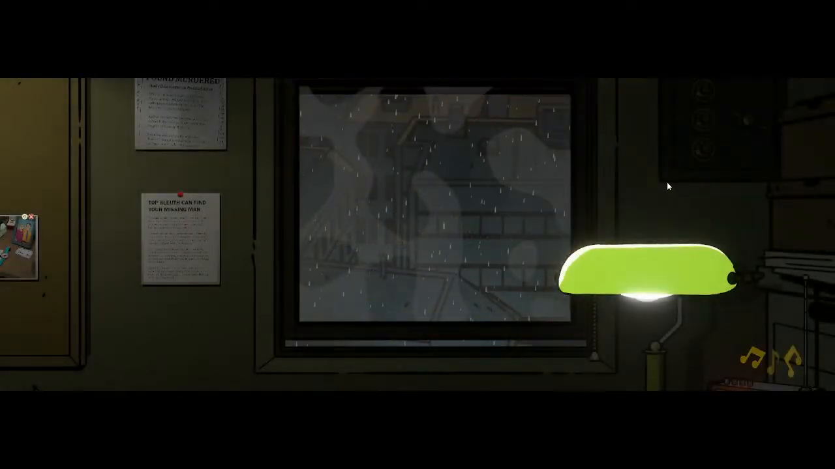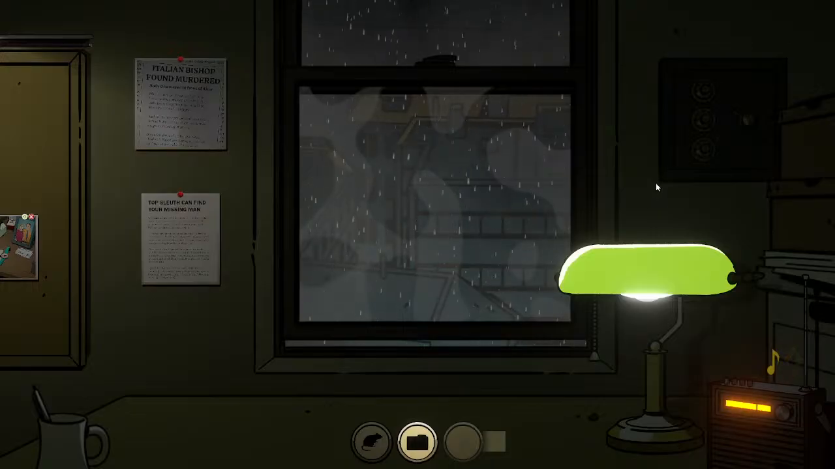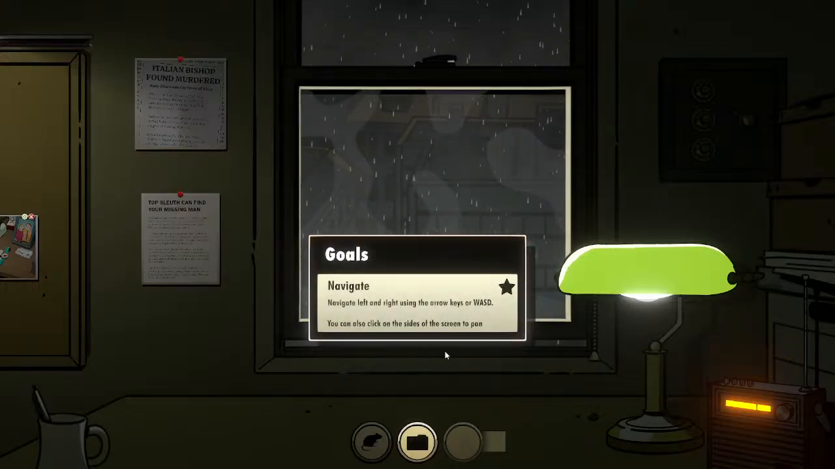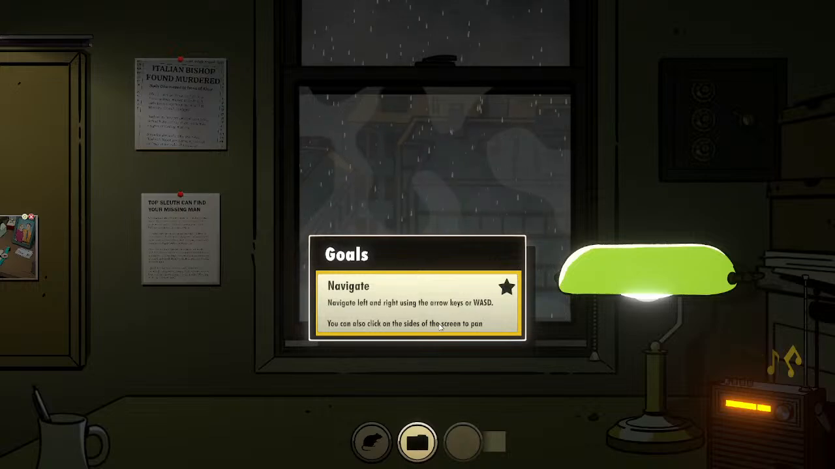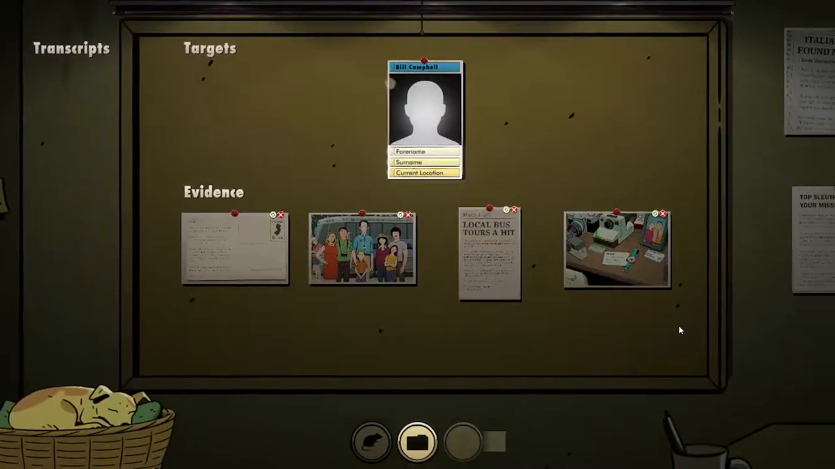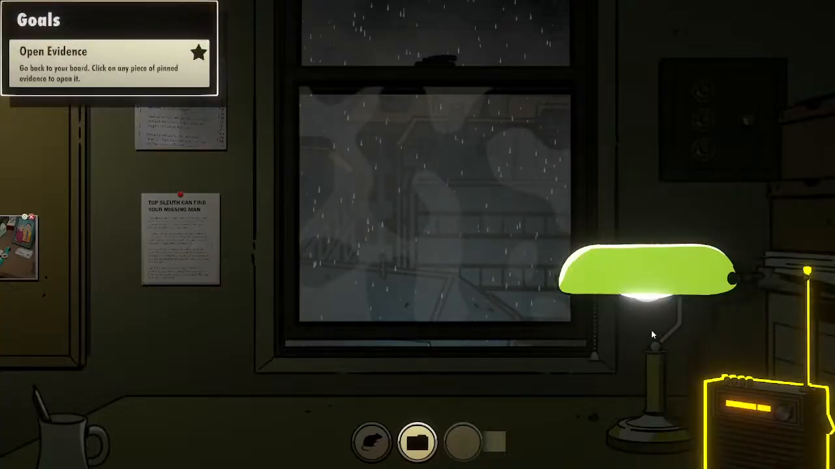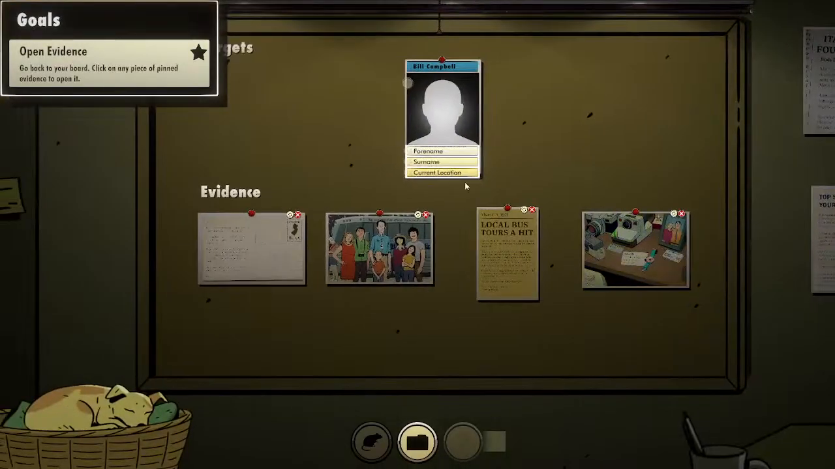Alright, this is already reminding me a lot of Rootin' Trees Are Dead. I'm at a desk. Navigate left and right using arrow keys or WASD. You can also click the sides of the screen to pan. Can I look at the ceiling? I cannot. Go back to your board, click on any piece of evidence to open it. Like this? Oh, okay.